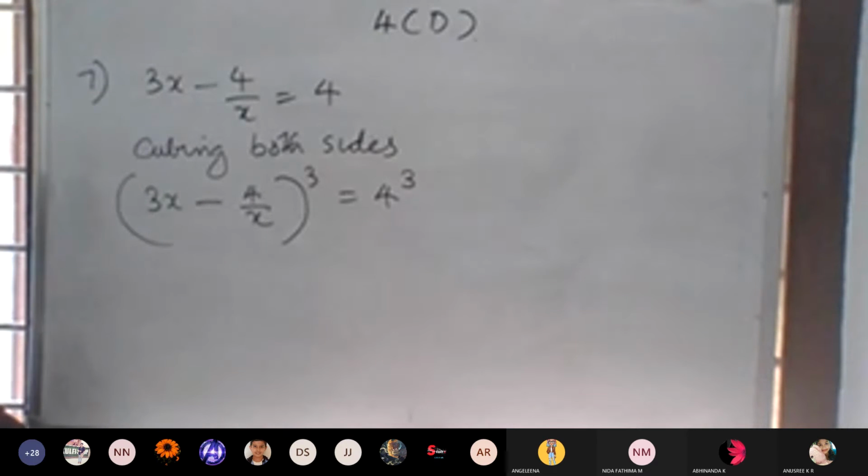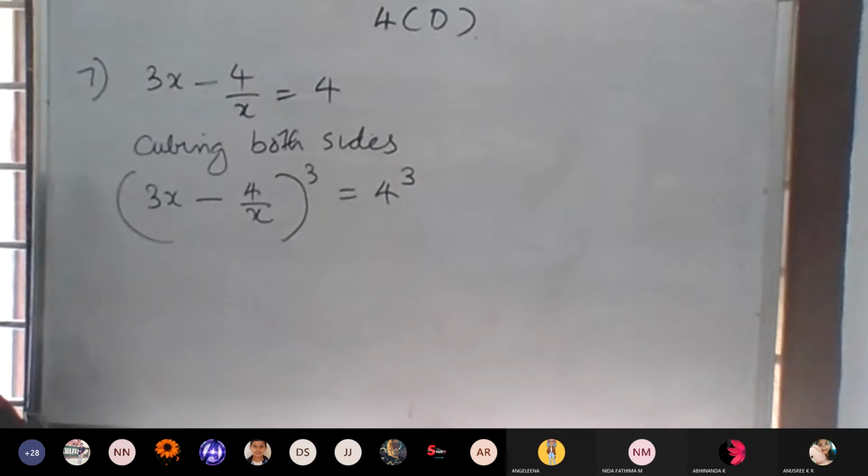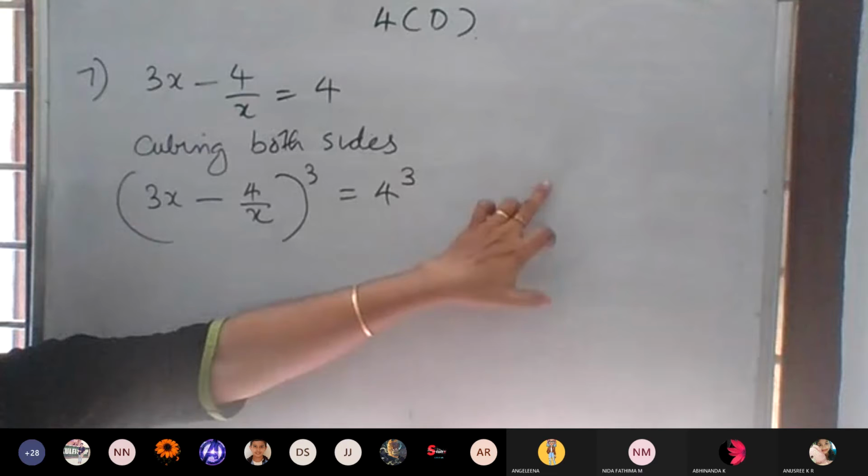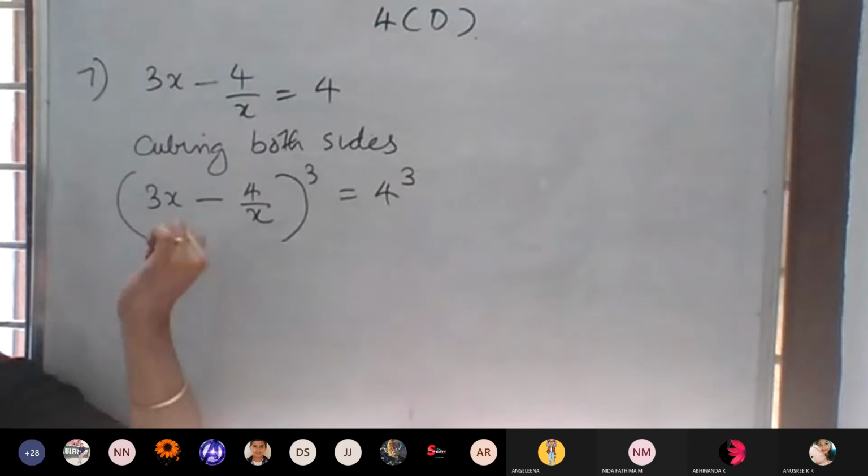Simply a minus b whole cube, do in the working column. A minus b whole cube is a cube minus 3a square b plus 3ab square minus b cube. Instead of a, 3x, and b, 4 by x. So write that formula in the working column. Just copy that formula and do this calculation here itself.